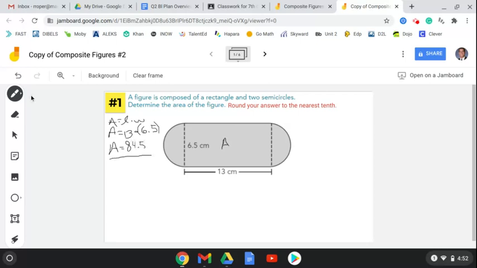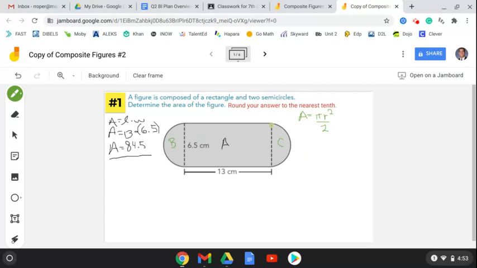Now, let me find area of the semicircle. So I have, let's call this semicircle B and semicircle C. To find an area of a circle, I would do area equals pi times radius squared, right? That's area of a whole circle. But as you can see, if I only focus on circle B, I have a semicircle, right? Half of a circle. So I could divide this by 2, right? And that would give me the area of a semicircle.